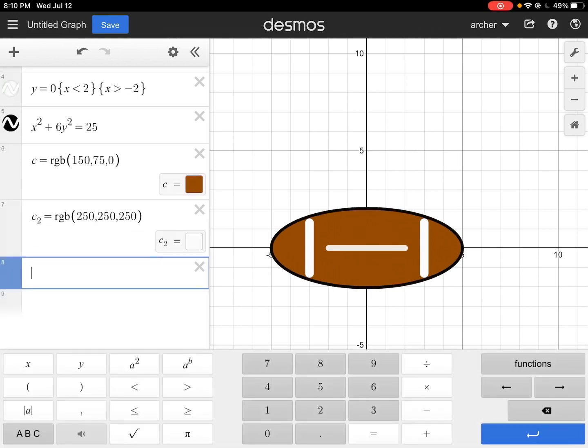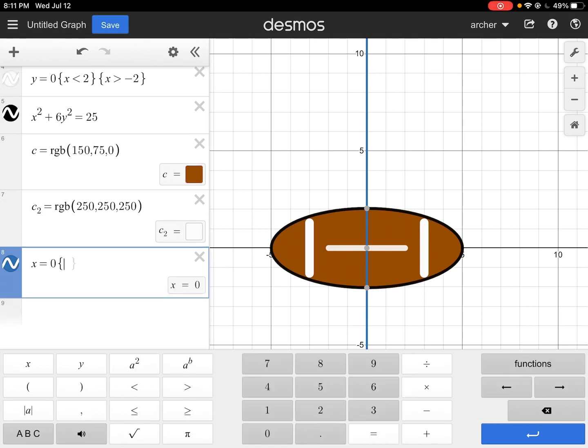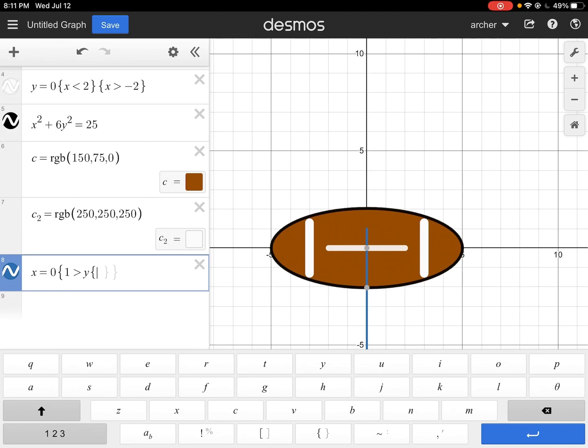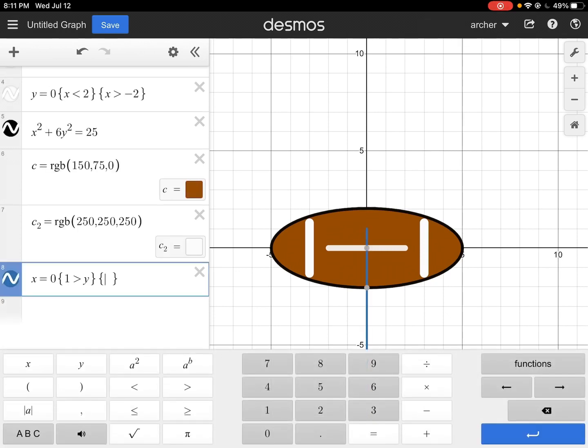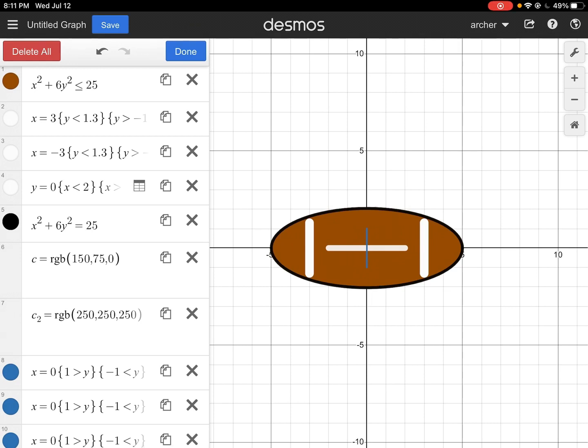Now here's the most painful part, even though it's the easiest. We're gonna go x equals 0, 1 is bigger than y, and then negative 1 is, and then y is bigger than negative 1. There we go. Now you're going to copy that equation 7 times. 1, 2, 3, 4, 5, 6, 7.